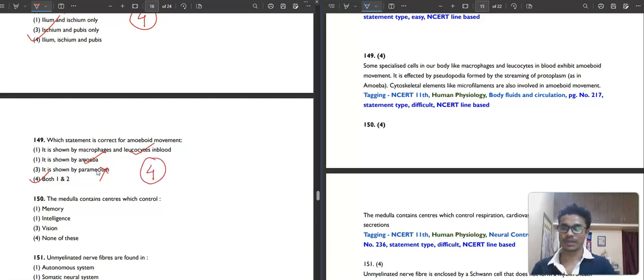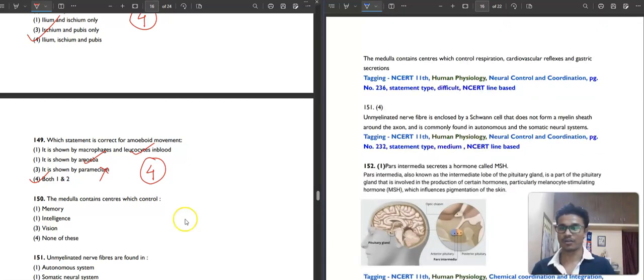Okay. Then the medulla contains center which control memory, intelligence, vision, or none of the above. Among these, medulla controls nothing. Medulla controls your involuntary functions, respiration, cardiovascular reflexes, and gastric secretion. So none of these will be your correct answer. This is a very good question. You don't get tricked that oh my god, vision could be something like involuntary action. No. Okay. Then question number 151.